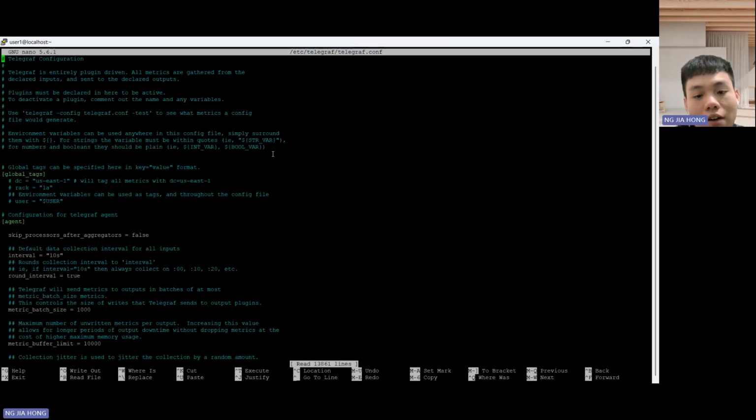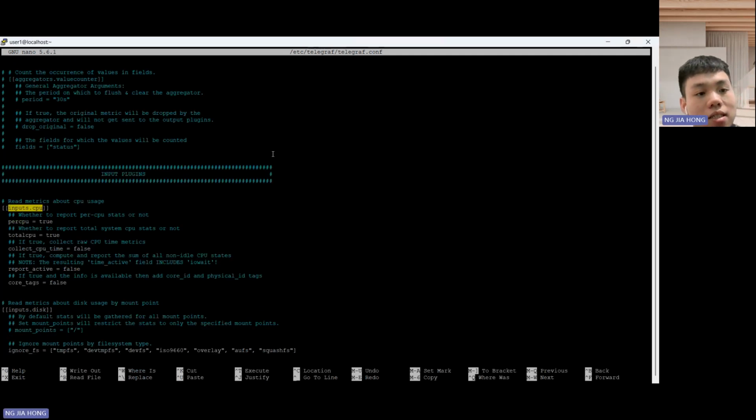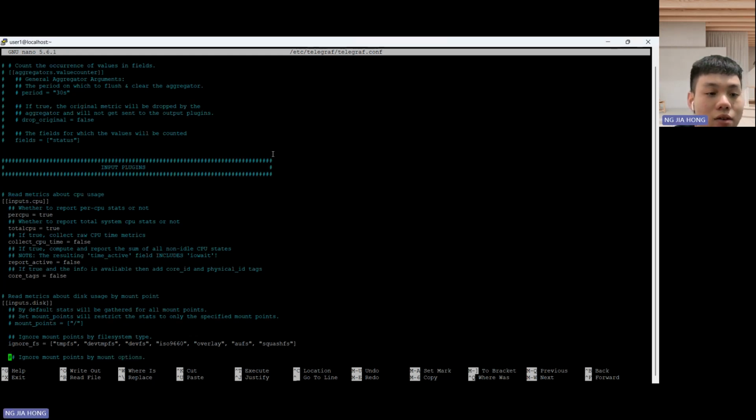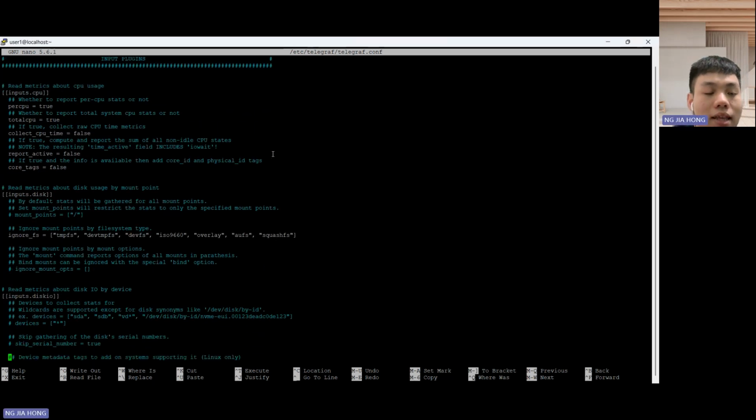So I have enabled a few of the metrics. The first would be the inputs.cpu. For this metric, it will read the CPU usage of the system. And next, it will be the inputs.disk, where it will read the metrics about the disk usage by the mount point. And then the third one would be the inputs.diskio, where it reads the metrics about the disk IO by the device.